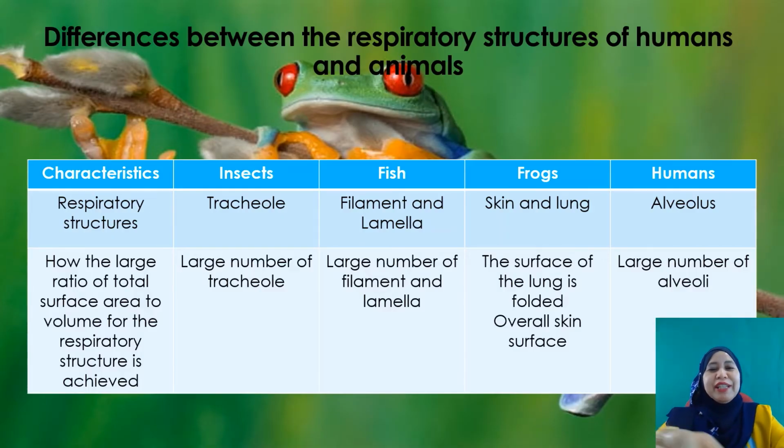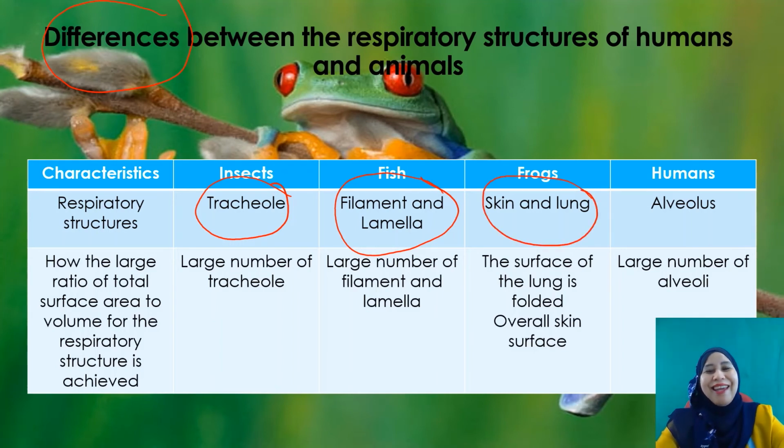Now, we look at the differences between the respiratory structure of human and the animals that we have just learned. So, we look at the respiratory structure for each of the animals and human because their respiratory structures are different. For insect, the respiratory structure is tracheal. For fish, the respiratory structures are filament and lamella. For frogs, the respiratory structures are skin and lung. And for human, the respiratory structure is the alveolus.